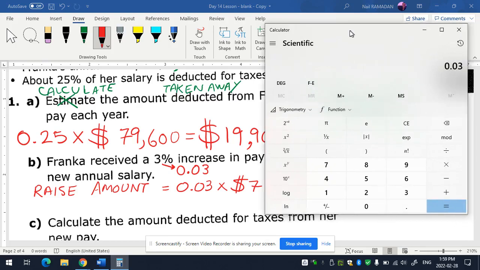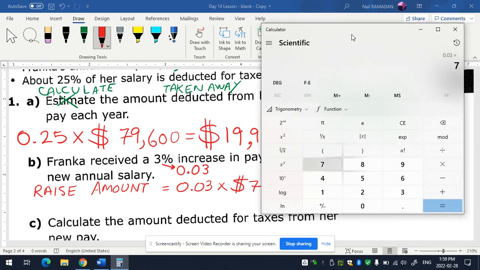0.03 times 79,600. Ready? By the way, are we expecting a huge amount? Not really. 3% out of 80,000, maybe 2,400 something. Let's see how off I am. Okay, so about $2,400. Not too bad. Okay, so it's 2,388.